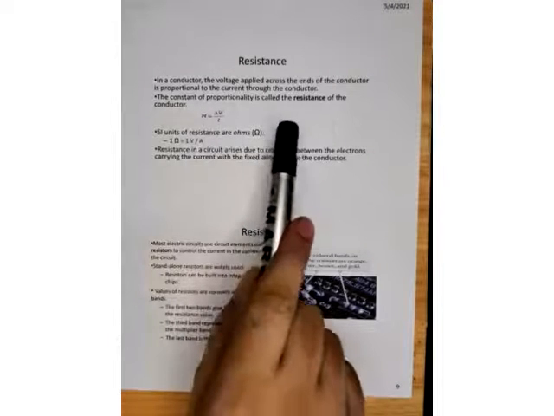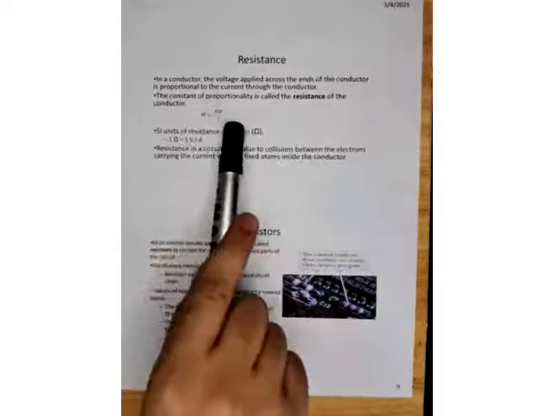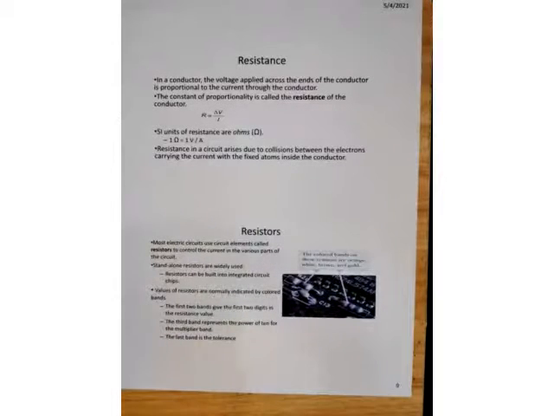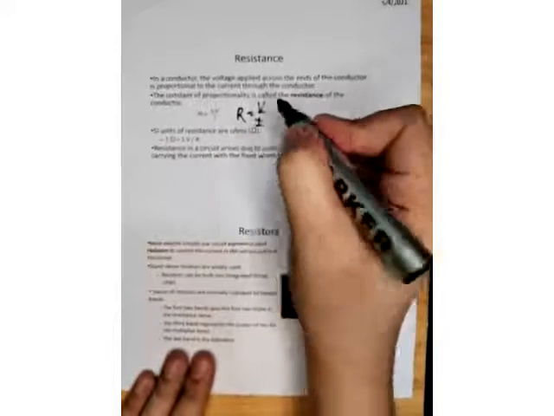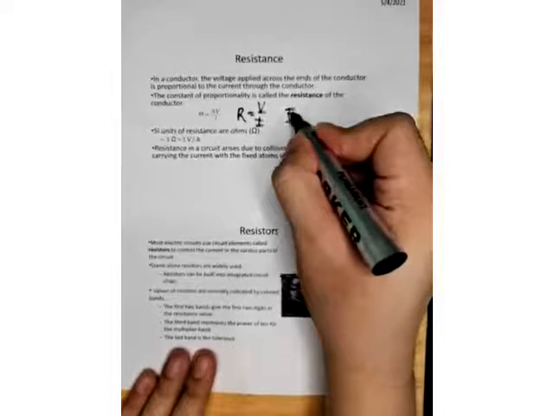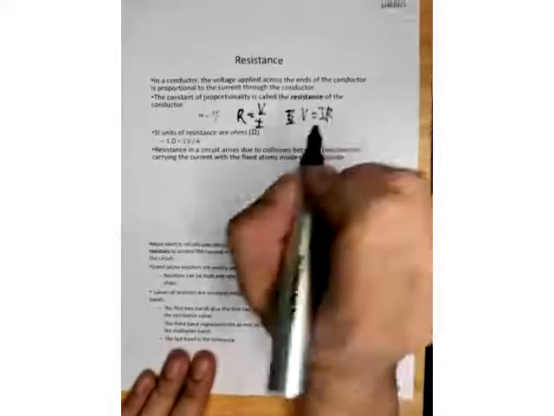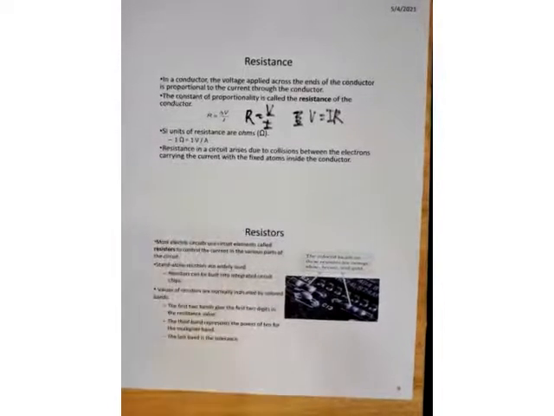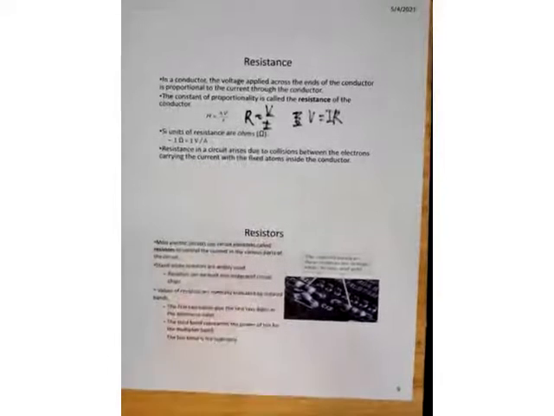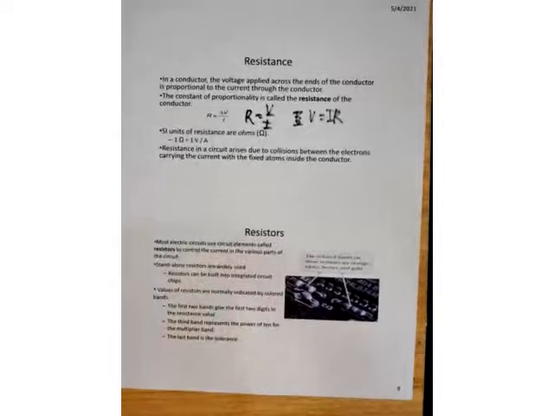So in a conductor, the voltage applied across the ends of the conductor is proportional to the current in the conductor. So that the proportionality of current is called the resistance. So resistance is equal to V over I, or the voltage or the potential difference over the current. Pero kung i-cross multiply natin, ang voltage natin or potential difference is equal to current times the resistance. Okay? Ang SI unit ng resistance is ohms. Okay? And that's equal to 1 ohm is equal to 1 volt per ampere.